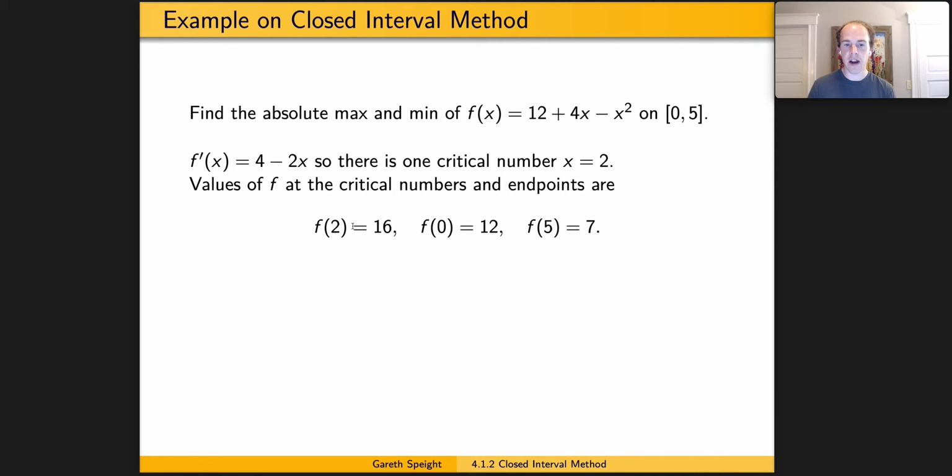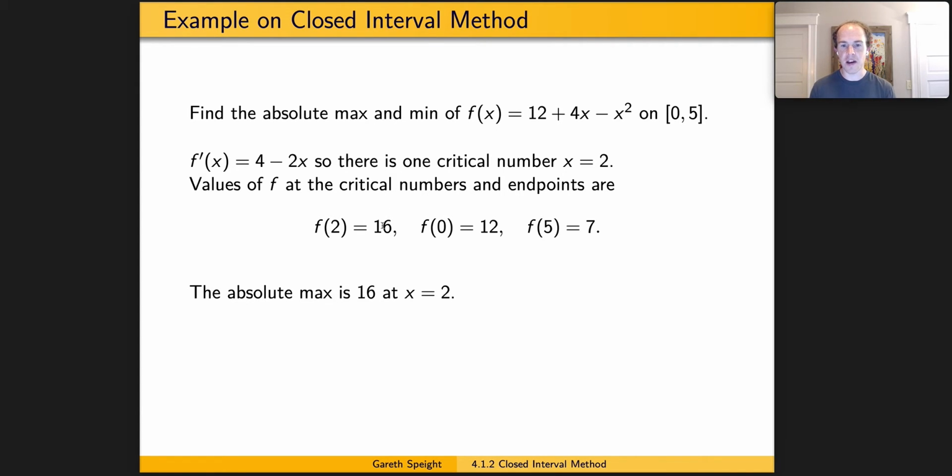So the critical number was 2, we get f of 2 equals 16. The endpoints were 0 and 5, right? So we get f of 0 is 12 and f of 5 is 7. So that was step 2, right? We find the value of our function at the critical numbers and at the endpoints. And then we have to choose the largest and the smallest.